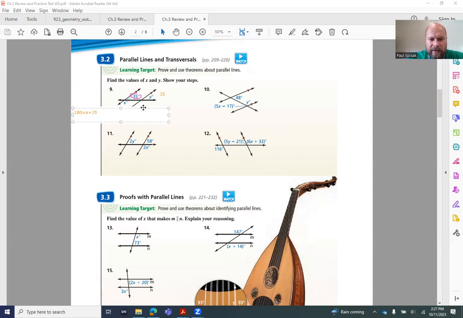Then after that, we need to solve. So we're going to subtract the 35 from both sides. When you subtract 35 from 180, we're left with 145. So 145 is equal to X.